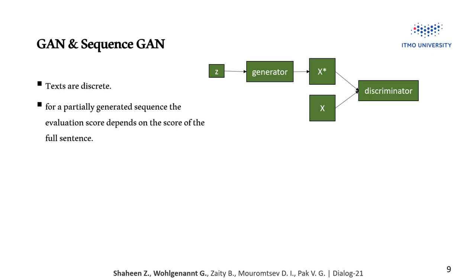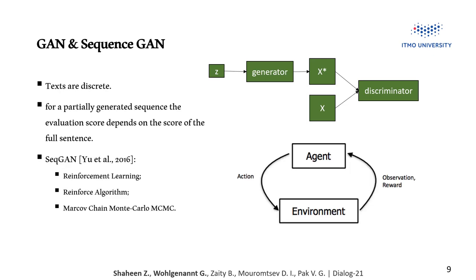Argmax functions are non-differentiable, so we cannot easily pass the gradients from the discriminator to the generator. The second reason behind this is that we cannot get an evaluation score for a partially generated sequence, because the score for the partially generated sequence depends on the score of the complete sentence. Others adapted reinforcement learning with GAN for text generation.